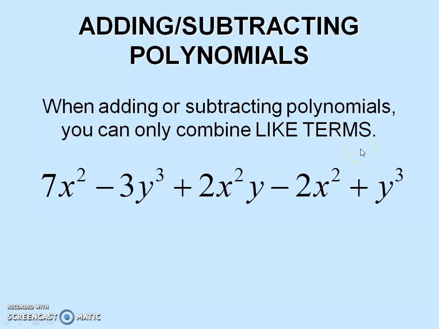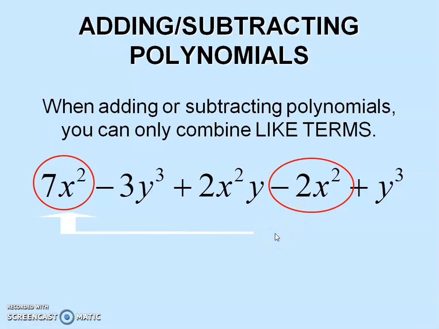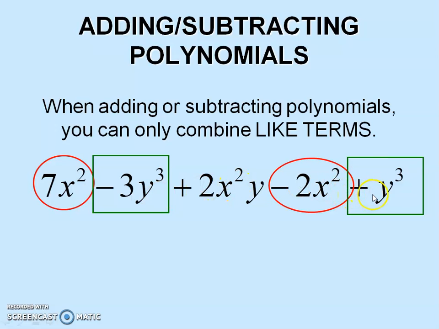The like terms are the terms that have the same variables with the same exponents. So for instance, this term that has x squareds, there's 7 of them, and this term that has negative 2x squared, so also x squareds, those are like terms, and I can combine those together. When I group those like terms, we'll talk about what to do with that in a second. This negative 3y cubed and this plus y cubed, those are like terms because they have the same variable and the same exponent.